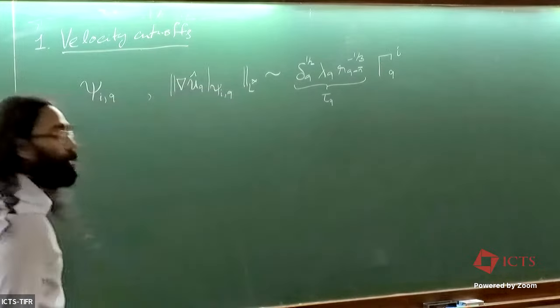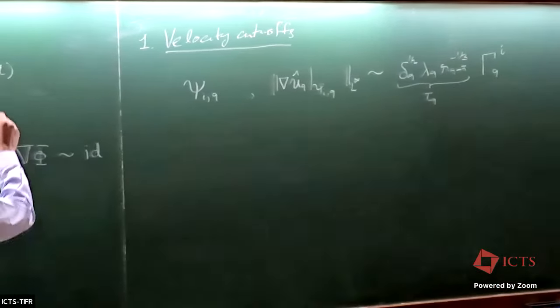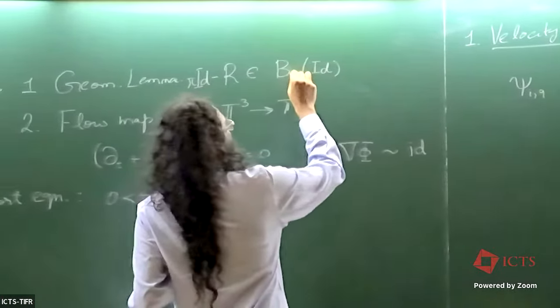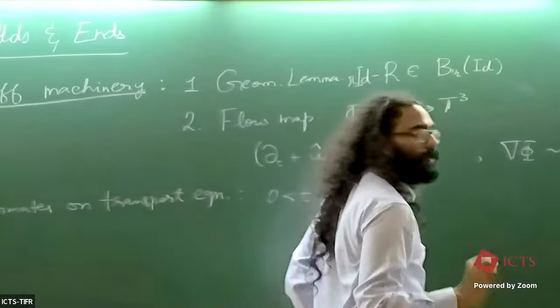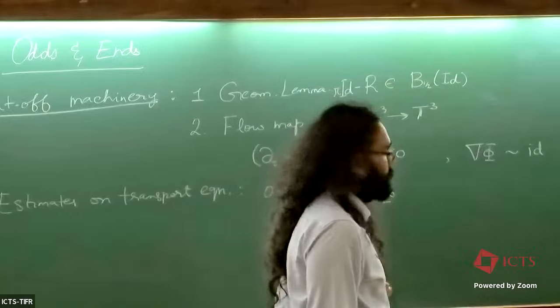Yeah? No, sorry. No, this R in the geometric lemma, as Camilo wrote it, is some fixed number. So maybe I think a half is sufficient for this or something. Yeah, thank you. Sorry. Yeah, this has nothing to do with the intermittency.